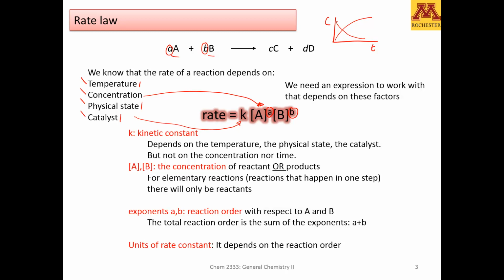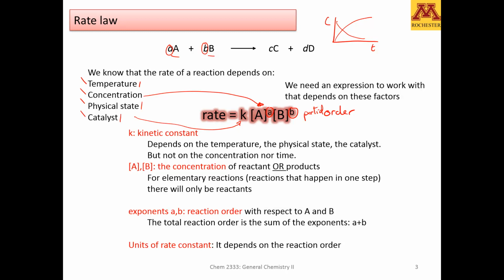Only in a specific kind of reaction, a reaction that we will call elementary, is this the case. The exponent on the concentration is equal to the coefficient in the reaction. Only in those elementary reactions is this the case. But in general, we will call these exponents the order of a reaction. We will say that the order of a reaction is a with respect to the concentration of A, or b with respect to the concentration of B.